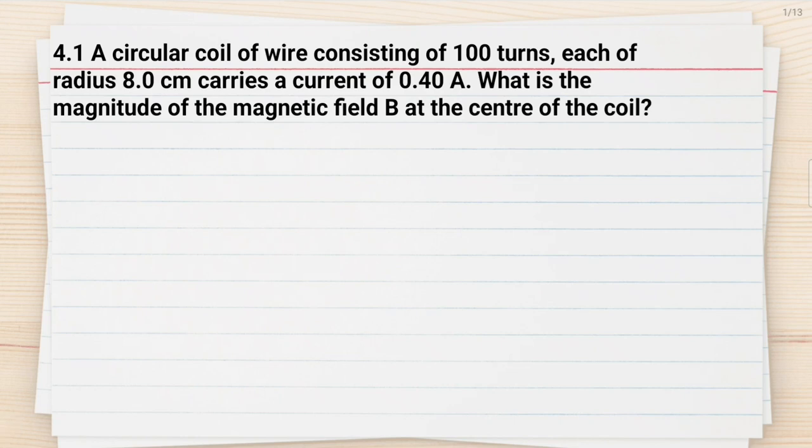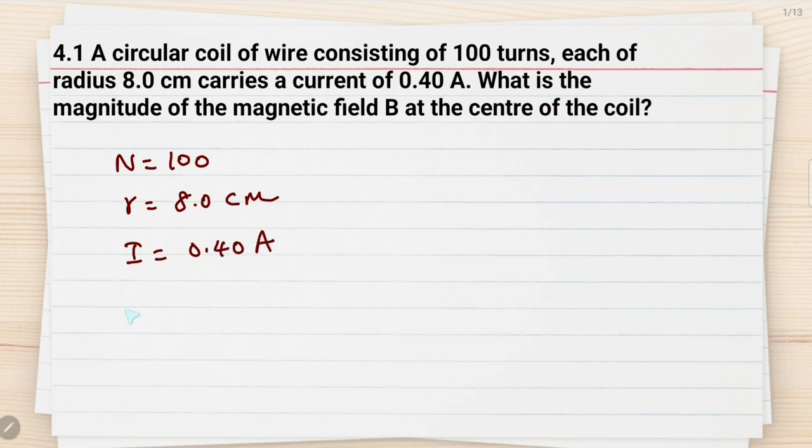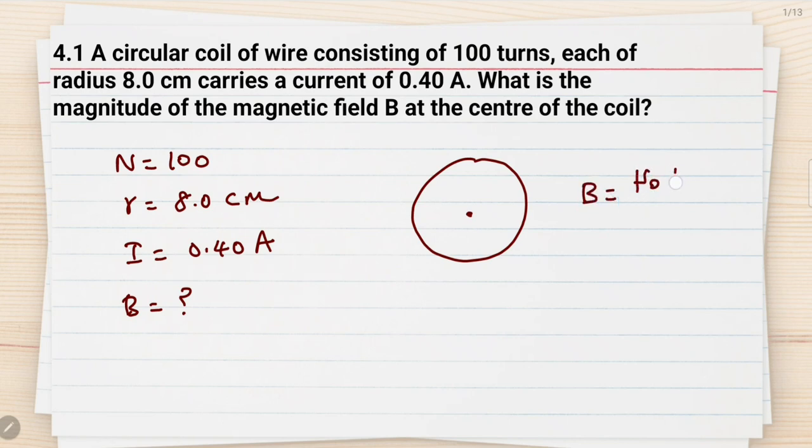So here I've written the first problem. Straightforward. The number of turns is given, 100 turns, and the radius is given, 8 centimeter. Basically it's a circular coil which carries a current of 0.40 ampere, and they are asking for the magnetic field at the center. You all know the formula for a circular coil, B is equal to mu naught I by 2r, and if it has n turns, you just write mu naught nI by 2r. So that is the formula.